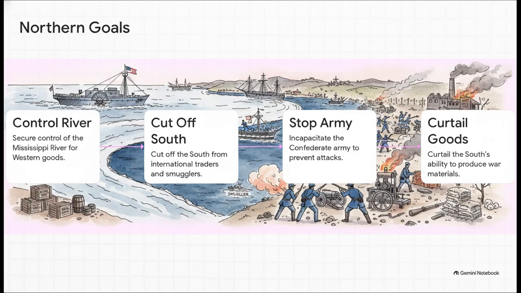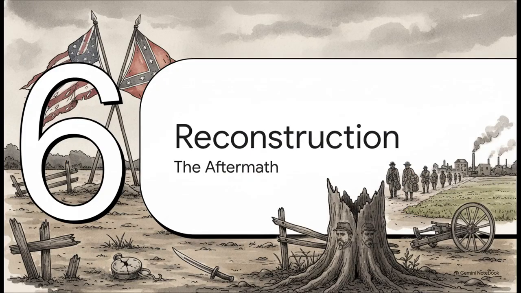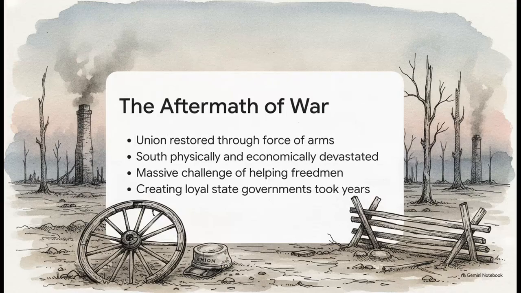Basically, the North had to use its massive industrial and naval advantages to slowly squeeze and dismantle the South's ability to even fight. And finally, Section 6, the War and Reconstruction, the Aftermath. So, what was the actual result of all these military strategies colliding? Let's conclude our narrative arc by looking at the outcome of this devastating 4-year conflict and the massive, deeply complicated challenges that followed right in its wake.